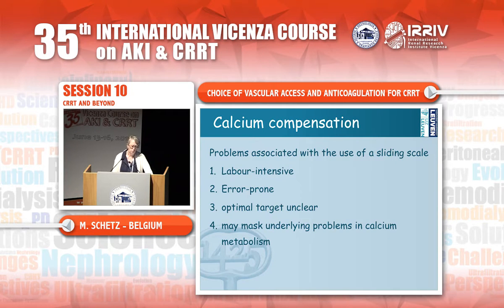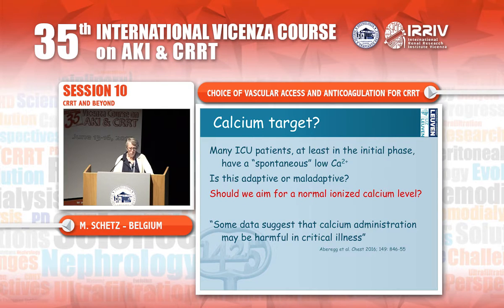So the problem that you can have with the use of a sliding scale is that it's more work for the nurses, there is a risk of error, but it's also unclear what the optimal target should be in critically ill patients, and it may mask underlying problems in calcium metabolism. So many ICU patients, especially in the initial phase of their critical illness, have a spontaneous low ionized calcium level. And it is not clear whether this is adaptive or maladaptive. So should we aim for a normal ionized calcium in the initial phase of critical illness?